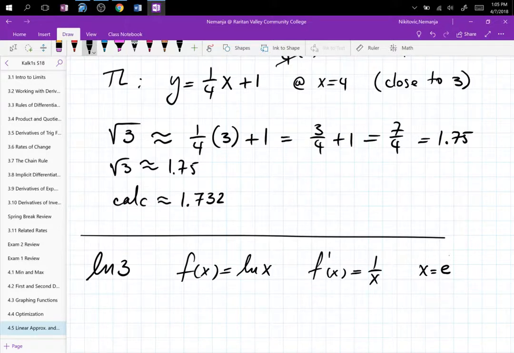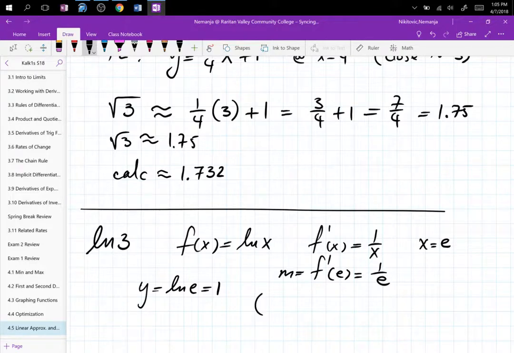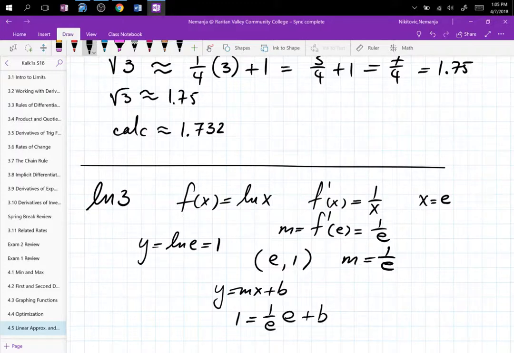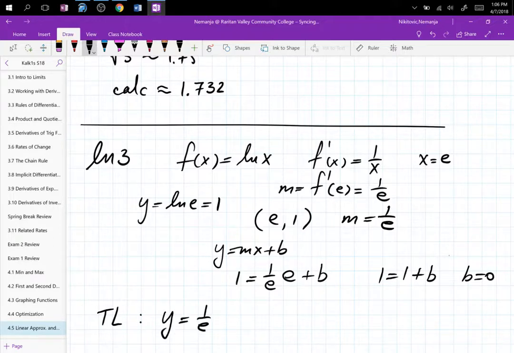So what's the derivative computed at e, which is giving me a slope? It's going to be 1 over e. And the y value is ln e, which is 1. So now I have a point (e, 1), and the slope of 1 over e. y equals mx plus b. y is 1, m is 1 over e, x is e, plus b. 1 equals 1 plus b, because e cancels, and b is 0. Cool, right? The tangent line is y equals 1 over e times x.